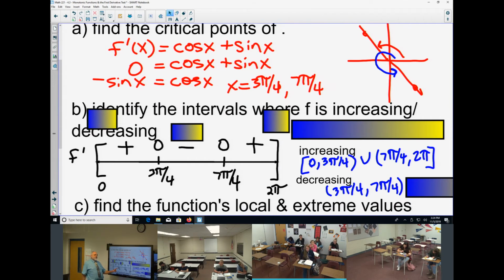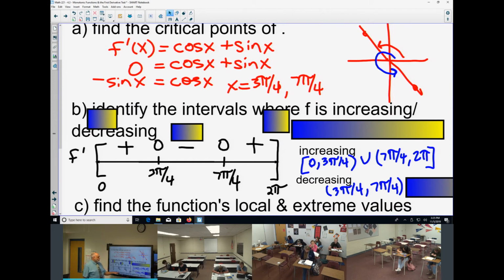It's a maximum. Yes, because the derivative is going up, it's positive, and then 0, and then down. So that's a maximum. Okay? All right, and where else? You have a local minimum at 7 pi fourths. Correct. Because the derivative is down, negative, then 0, and then positive. So that's a local min.